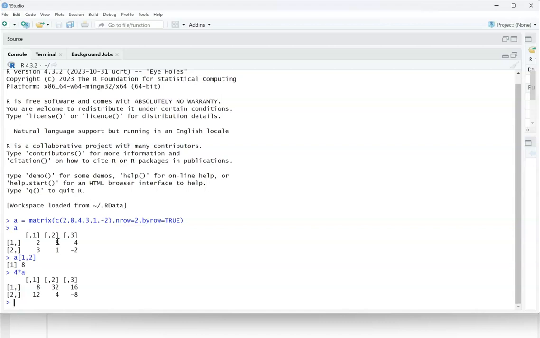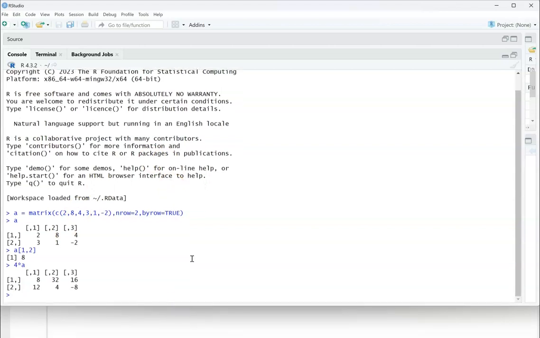All right. Another way you could enter a matrix. Here it is. Another way you can enter a matrix is using what I like to think of as row bind and column bind. It's rbind, cbind. So then that way you don't have to tell it how many rows there are.